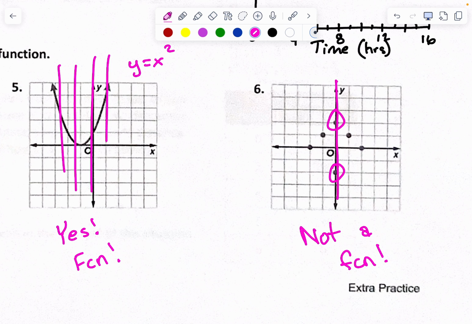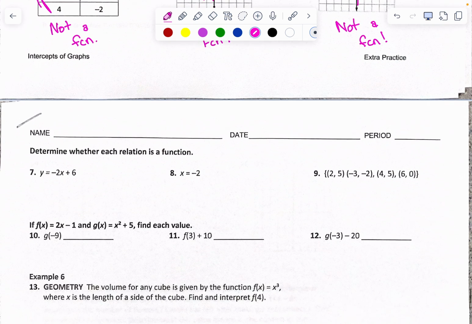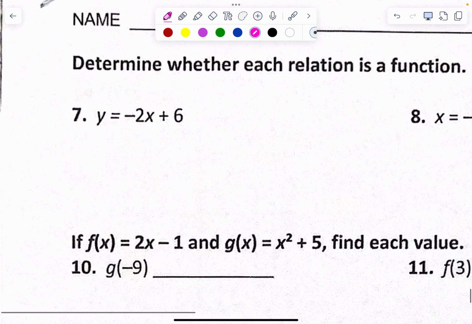I abbreviate function as FCN. Like, give us a bunch of those, right? Abbreviate that as no. What? I abbreviate not a function as no. Okay, sure.